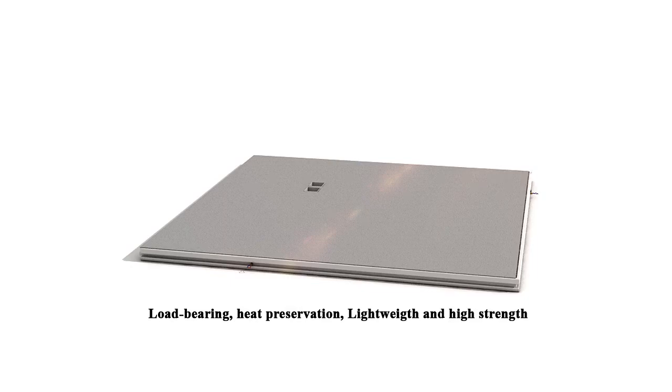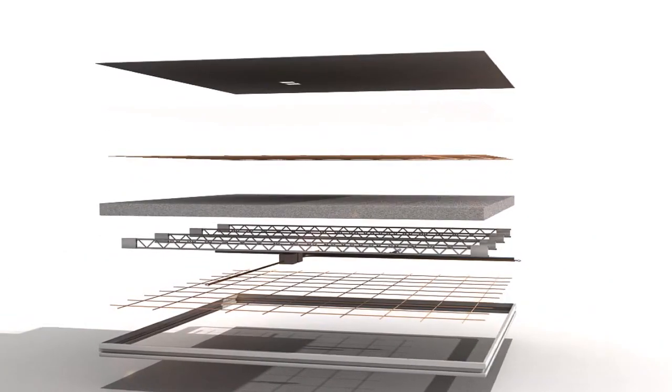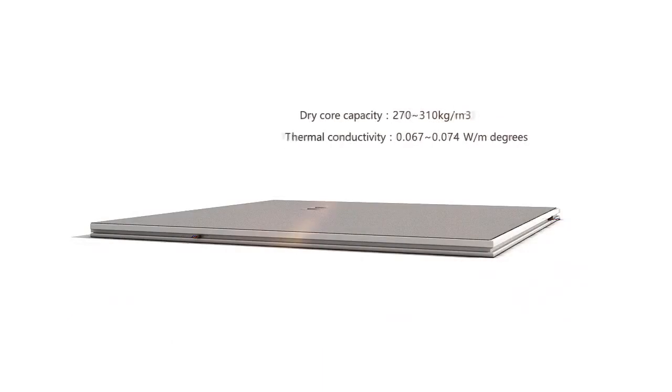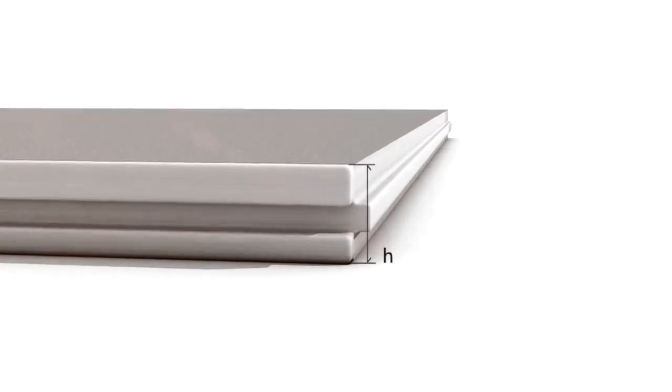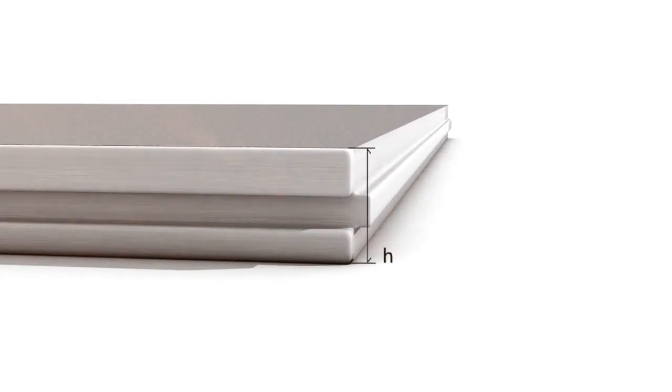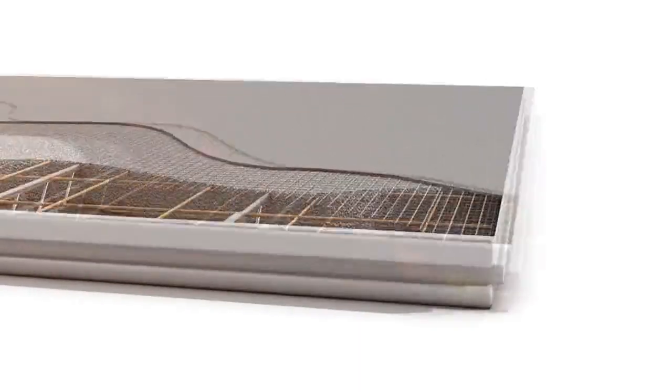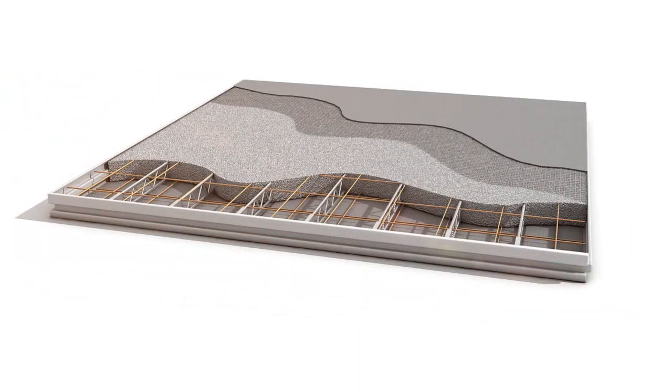Load-bearing, heat preservation, lightweight, and high strength. Foam cement is set in the prepared truss, composite with the upper and lower layers, thus achieving the integration of load-bearing and heat preservation. If you adjust the height, thickness, and density of the truss, the load capacity of the nanocomposite panel can reach 1.0 to 5.0 kilonewtons per square meter.